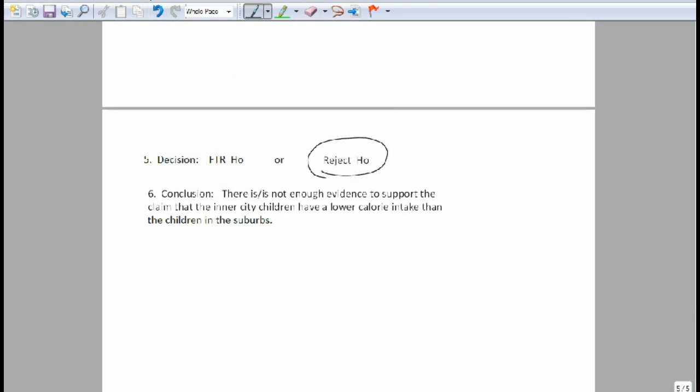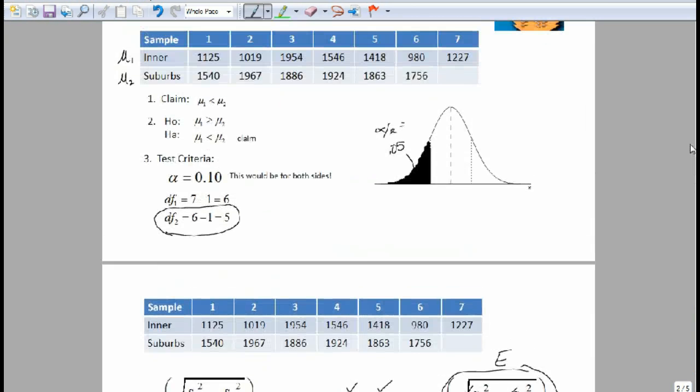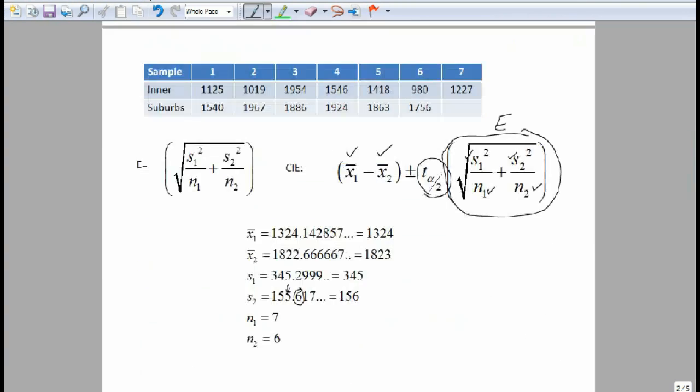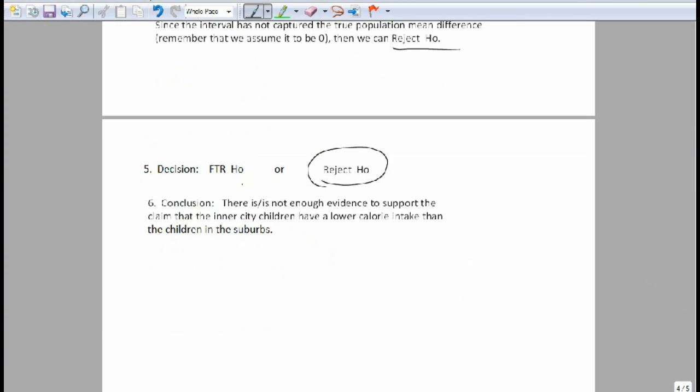If we go back and we look at what was our H0, it was not our claim. So if we are rejecting H0, then we accept our claim, that the inner city children do have a smaller caloric intake. So let's go back. So there is enough evidence to support the claim that the inner city children have a lower calorie intake than the children in the suburbs. And that's the end of our example.